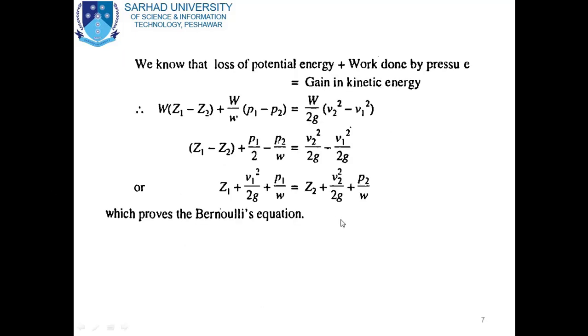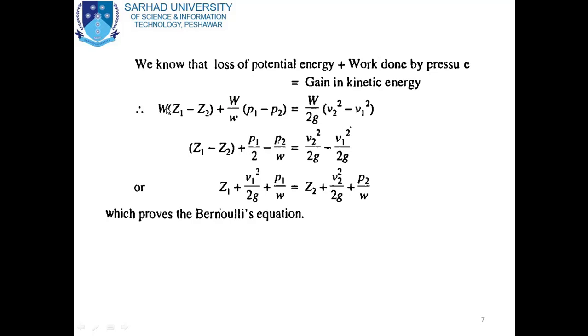Now we know that the total loss of potential energy plus work done by pressure is equal to gain in kinetic energy. So loss of potential energy is equal to weight into Z1 minus Z2, plus work done by pressure is equal to weight divided by omega into P1 minus P2, and gain in kinetic energy is equal to weight divided by 2G into V2 square minus V1 square.